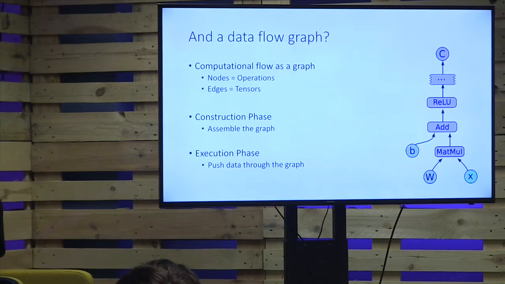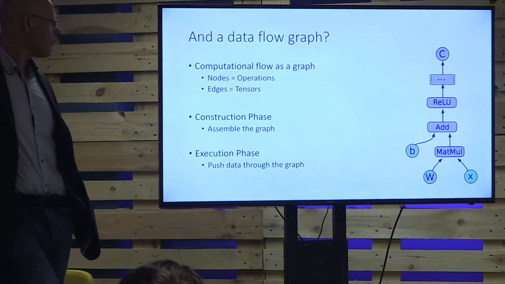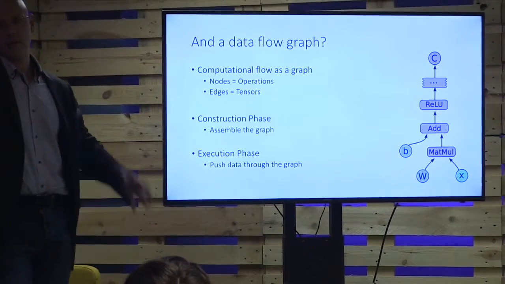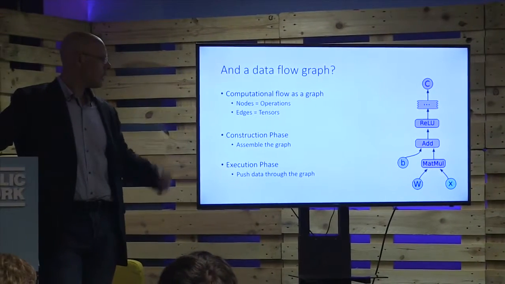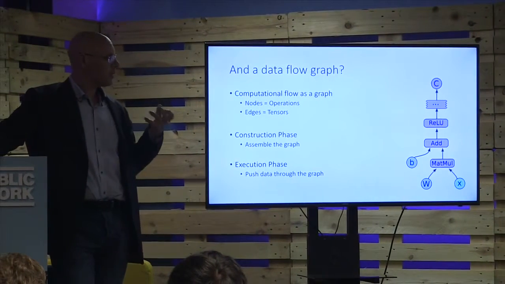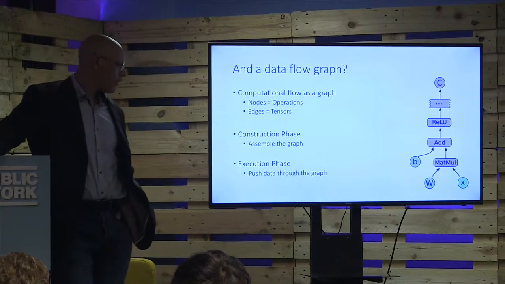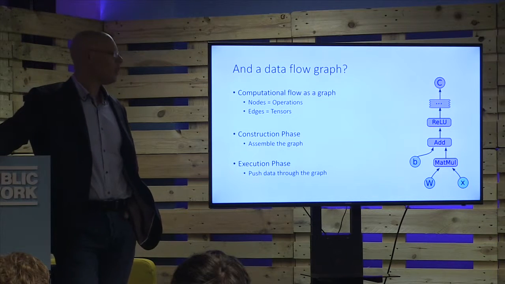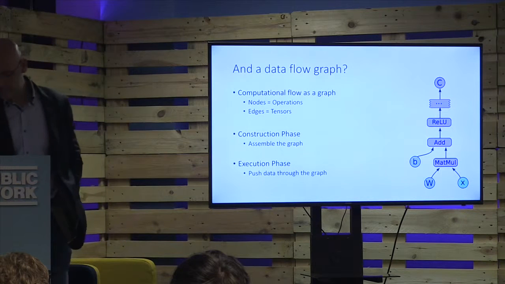And a flow graph. We then have a computational flow graph where the nodes are the operations and the edges are tensors. So if you think about these units of data flowing through this graph, you'll be able to visualize what's going on. And typically with TensorFlow, we have a construction phase where we assemble the graph, and then an execution phase where we push the data through the graph. So it's a two-step process.